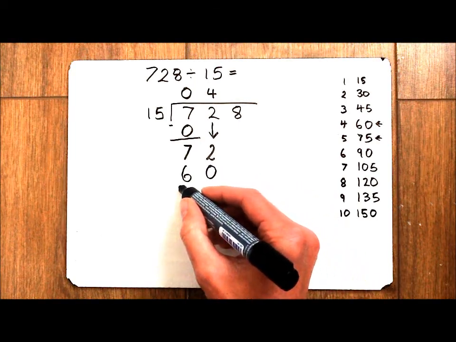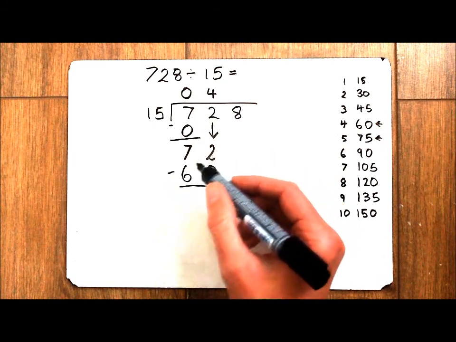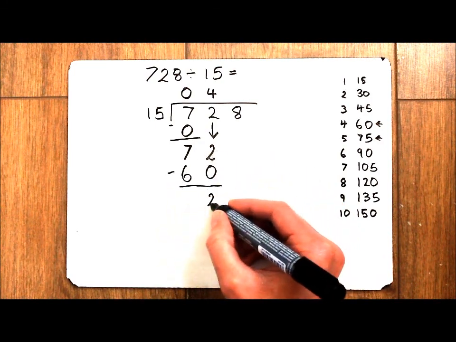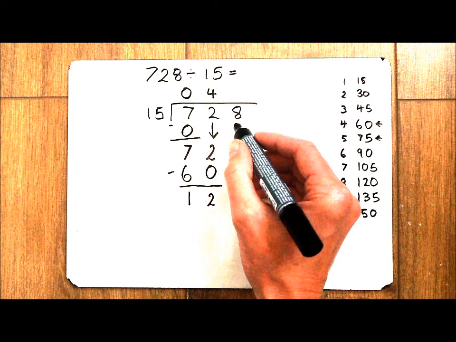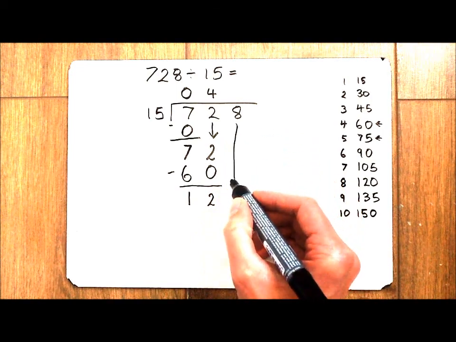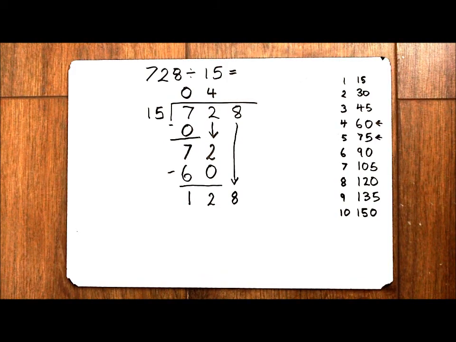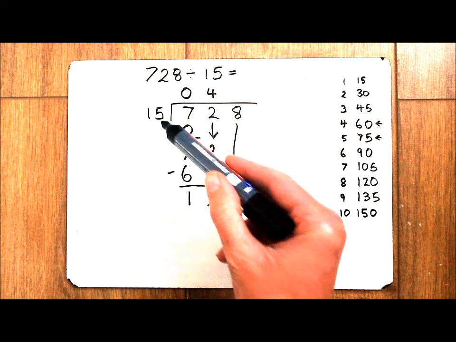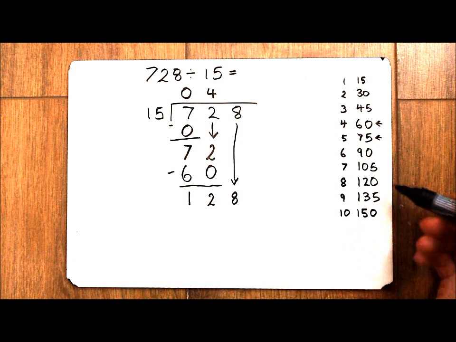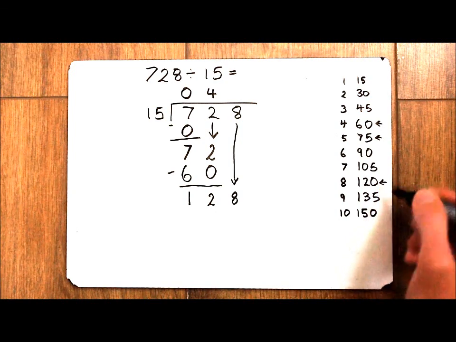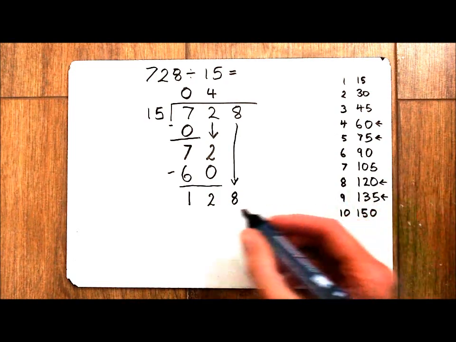Let's find out how much more I've got left. So I'm going to have to do a takeaway sum here. 2 take away 0 is 2, 7 take away 6 is 1, and again this time I'm going to bring down the next number, which in this case is my 8. So I've now got 128 left. I've got to see how many 15s fit into 128. Right, where's 128? So it's more than 8 lots of 15, but less than 9 lots of 15. So I'm going to use my 8 lots of 15, which is 120.